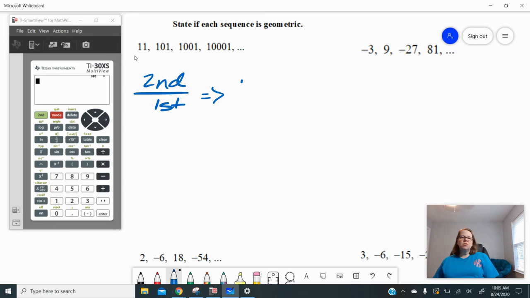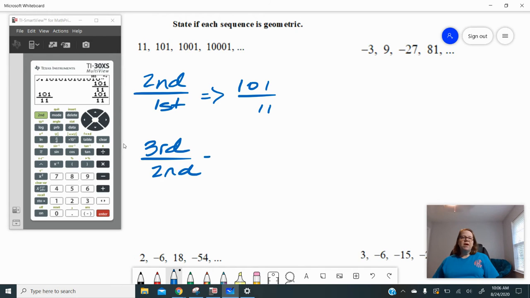So take your second term, which is 101, and divide it by the first term and see what you get. And so you can do 101 divided by 11. But you can also hit this little red toggle button, which is great, and it gives it to you as a fraction, or you could have just typed it in as a fraction to begin with. It doesn't matter. It's all going to give you the same answer. And you just need to get an answer here so that you can go to this next step, which is to take the third term and divide it by the second term. So the third term, 1, 2, 3, is 1001, divided by the second term, 101.